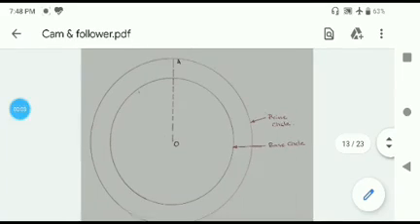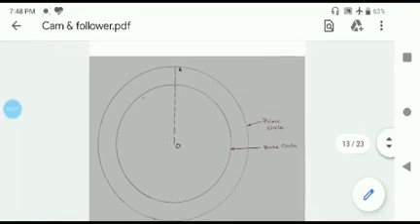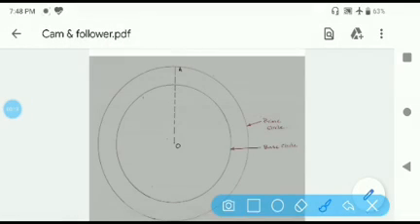So here, like in the first question, first you need to draw the base circle. The base circle radius is given as 50 millimeter. So with a radius of 50 millimeter, that is 5 centimeter, you draw a circle. That will be the base circle. Now with the same center, you need to draw the prime circle.